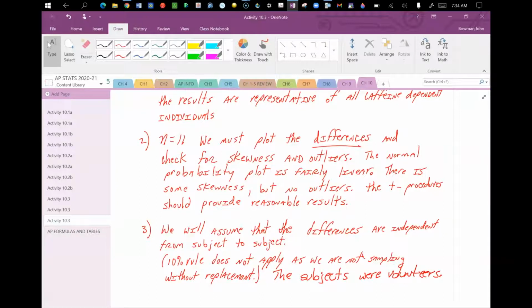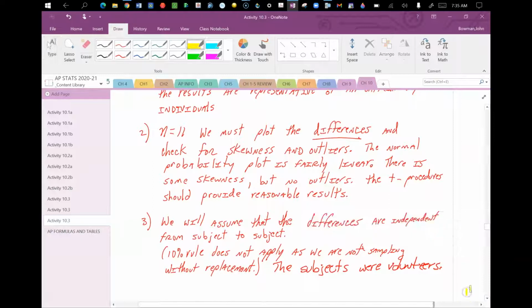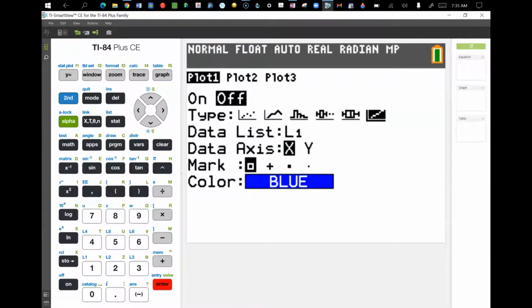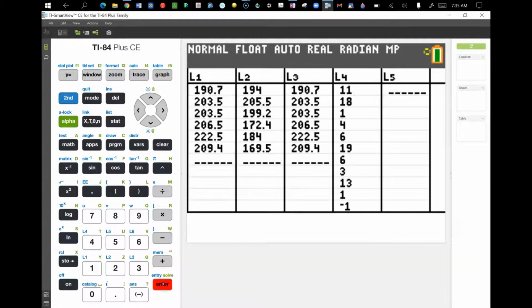The subjects were volunteers, but the order of the assignments of the treatments, caffeine versus placebo, were randomly assigned. So the next thing we're going to do is take a look at the calculator just to show you what we're looking at here. So we would enter the differences. I happen to enter the differences in list 4.